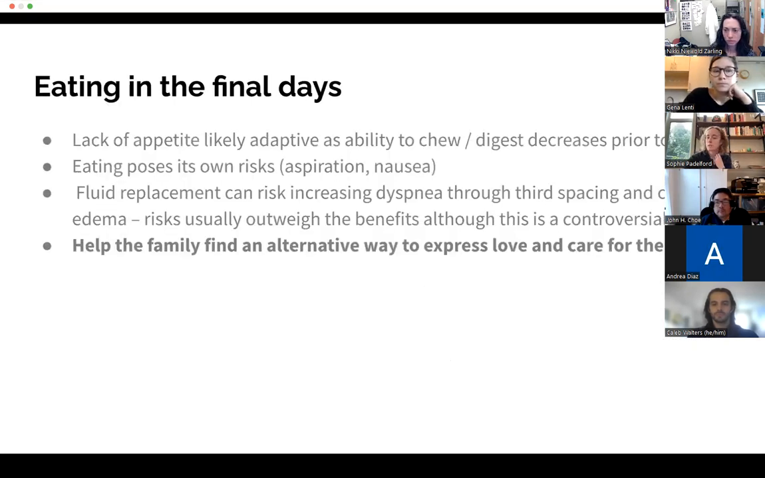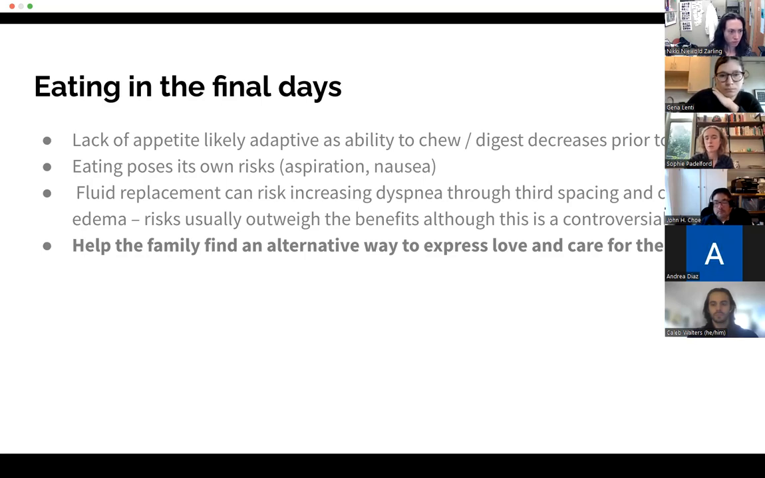Okay, and then some explicit notes on eating in the final days, because I think this can be quite a distressing aspect of the dying process for families. The headline is that lack of appetite is probably adaptive and protective for the patient. So it's probably actually helping them be more comfortable and live longer.